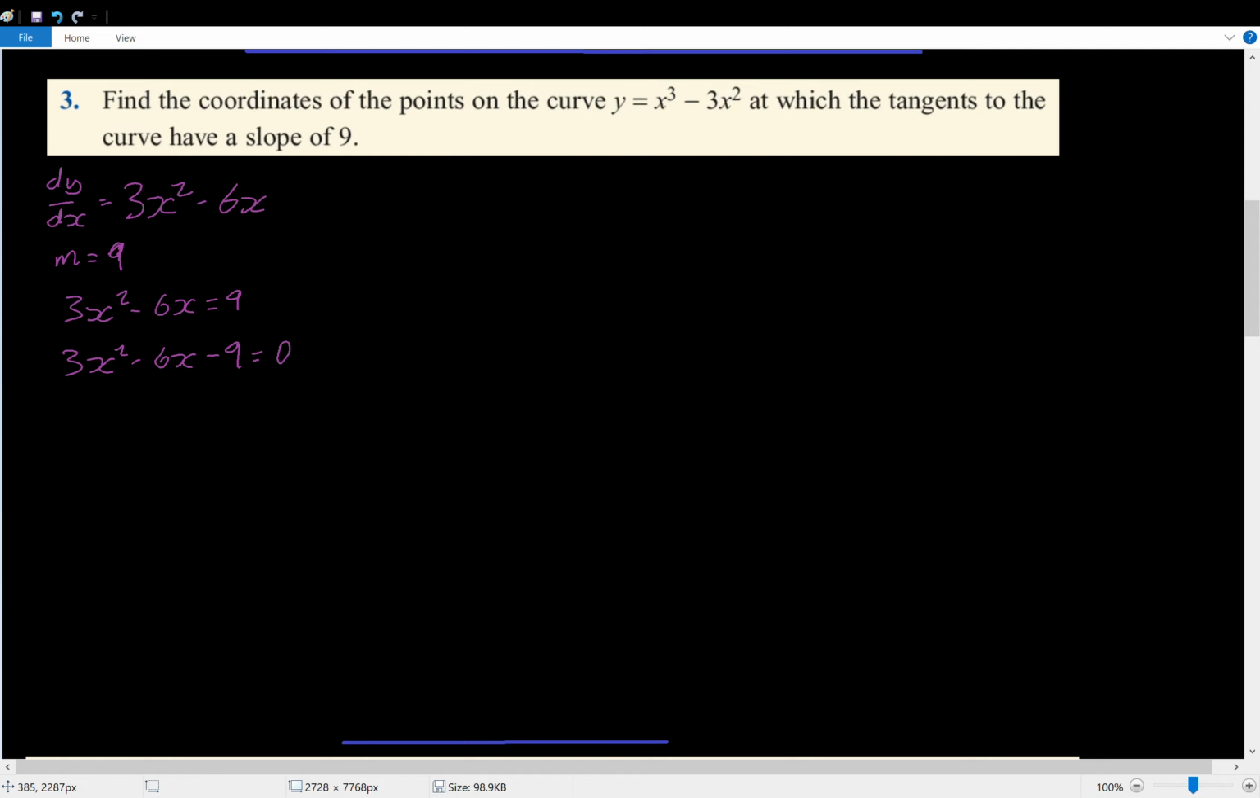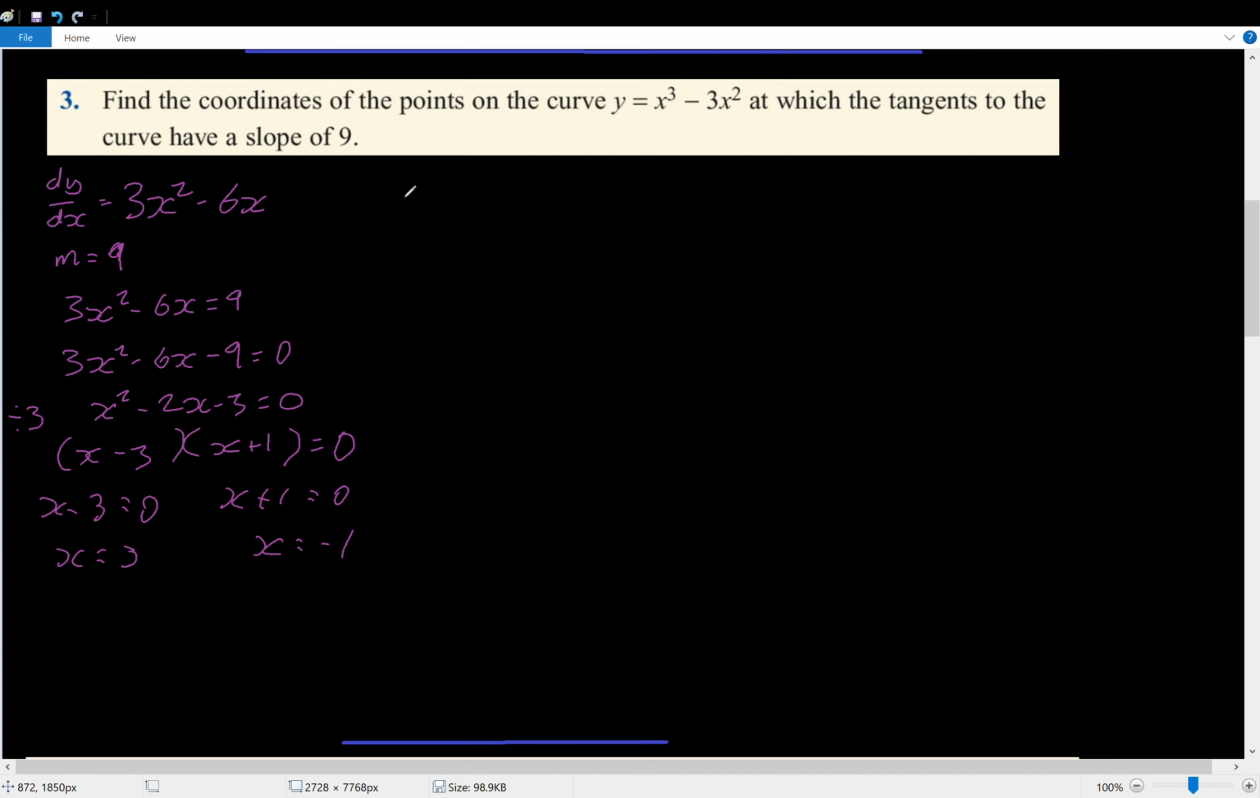Now we can factorize this, but since the coefficients and the constant at the end are all divisible by 3, we can divide by 3 to make this a little bit easier on ourselves. So we get x squared minus 2x minus 3 is equal to 0. And this is way easier to factorize. So we're going to get x minus 3 times x plus 1. And if we solve that out further, we get x minus 3 is equal to 0, and x plus 1 is equal to 0. So x equals 3, x equals minus 1. So we have our two values for x.